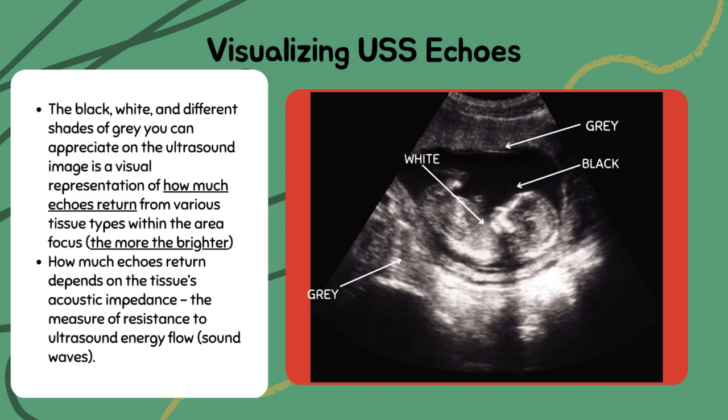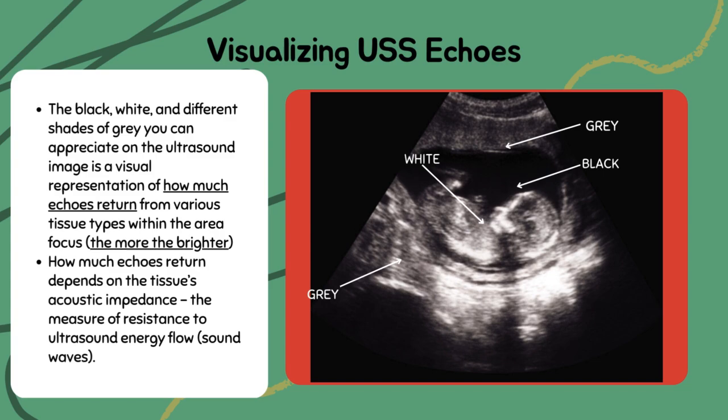In other words, the black, white, and different shades of gray we appreciate on the ultrasound image is a visual representation of how much echoes return from various tissue types within the area of focus. The more the reflected waves or echoes picked by the transducer from a structure, the brighter the structure will appear.